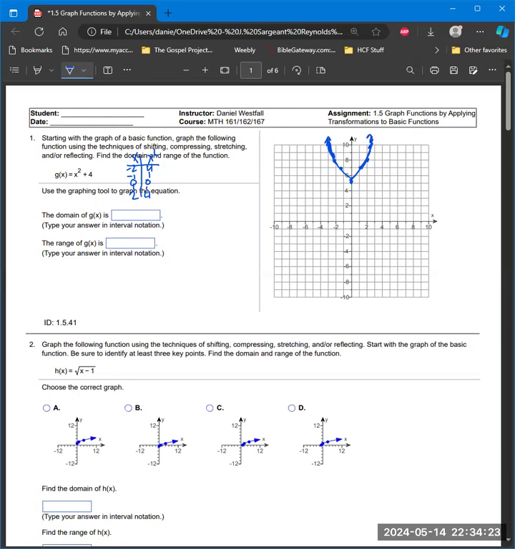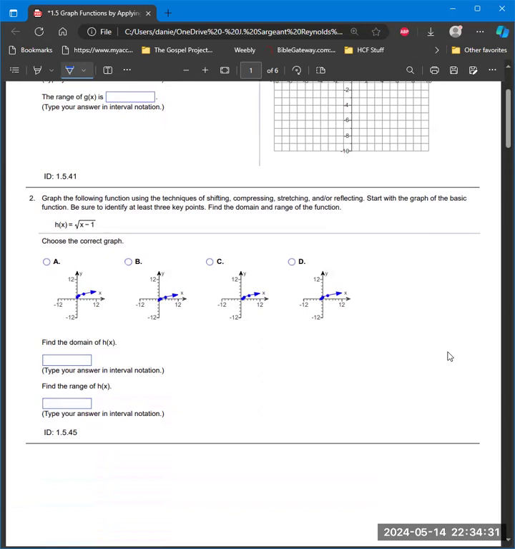Still with the same shape as before, because these are what we call rigid transformations. It did not stretch or dilate the graph at all. Now this transformation is going to shift us 1 to the right, is what that's going to do.